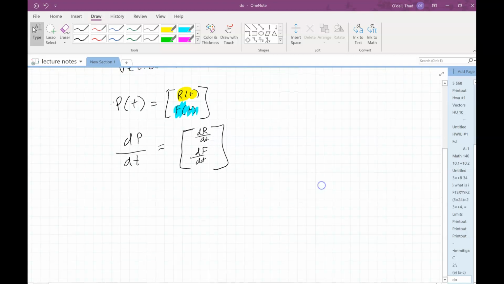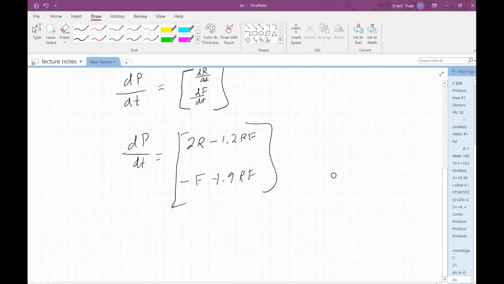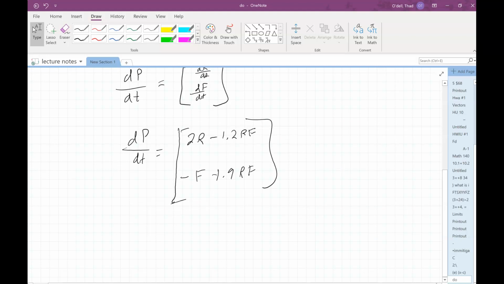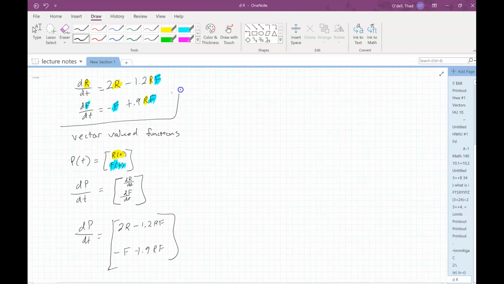And of course, we know what dr dt and df dt are, so we can rewrite dP dt as 2r minus 1.2rf and negative f plus 0.9rf. This just came from the original differential equations, in case you didn't remember that. You can see that we just replaced dr dt with what this says it is, and df dt with what that says it is.